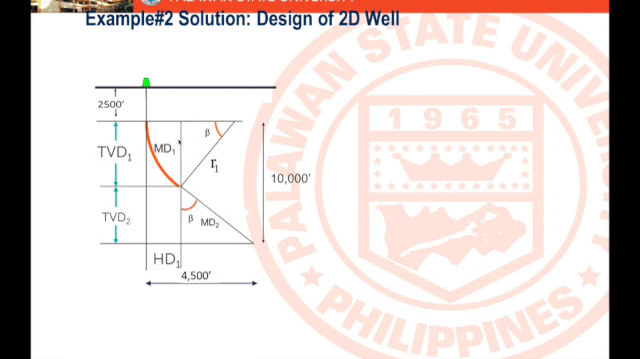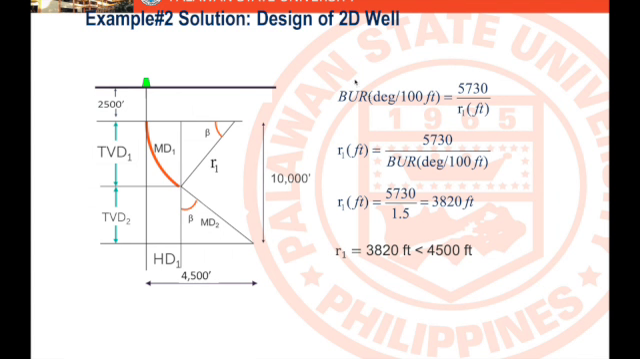So first thing is we need to know this arc, and according to our previous discussion, this arc is a function of the radius of curvature and this beta angle right here. So let's solve for the radius using our derived equation last time. The build-up rate is given as 1.5 degrees per 100 feet. And this is the equation that we derived last time.